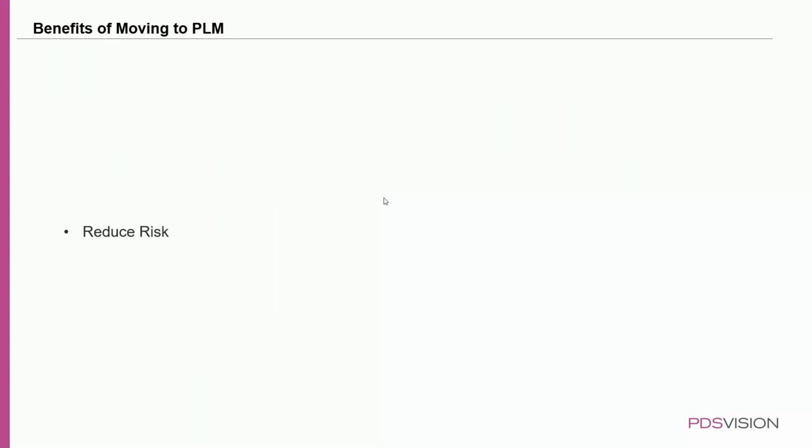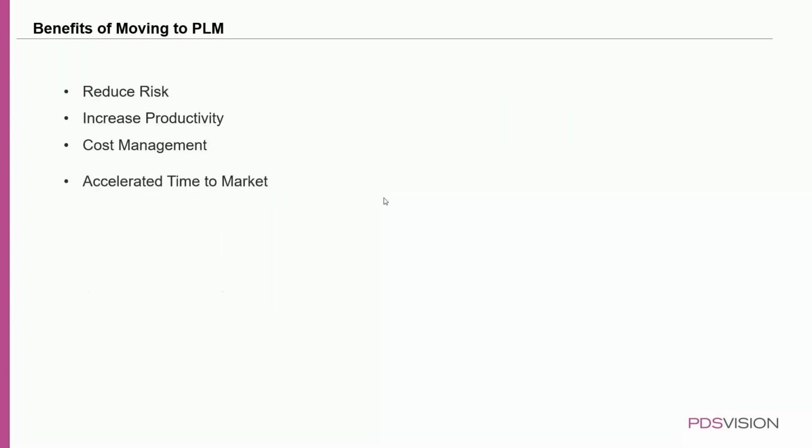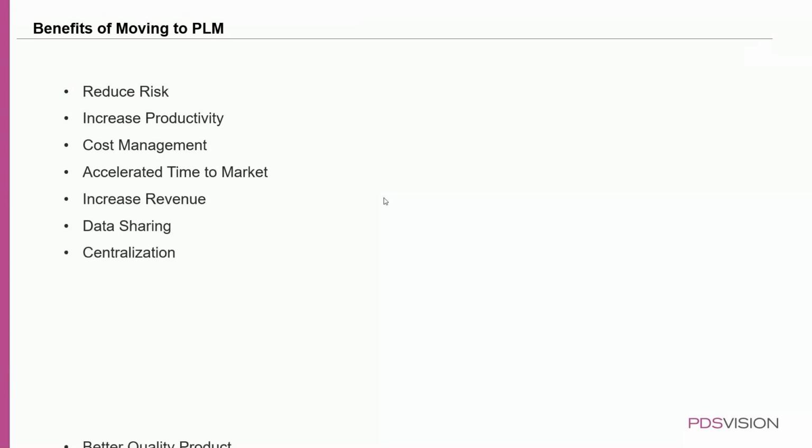So the benefits are, of course, that we're going to reduce the risk of things being out of sync. We're going to increase productivity, cost management, accelerated time to market, increase revenue, data sharing, centralization, better quality product, and of course, increase customer loyalty. All that customer loyalty is just a summary of everything else. But once again, reduced risk. Because we have all these things interconnected, whether we're talking design, quality, manufacturing, procurement, whatever it may be, everybody is now looking at the same information. So that's where that centralization comes in, because we have one core set of data that everybody's looking at.